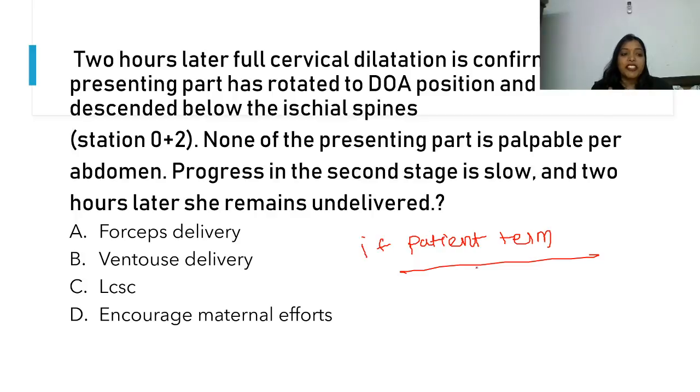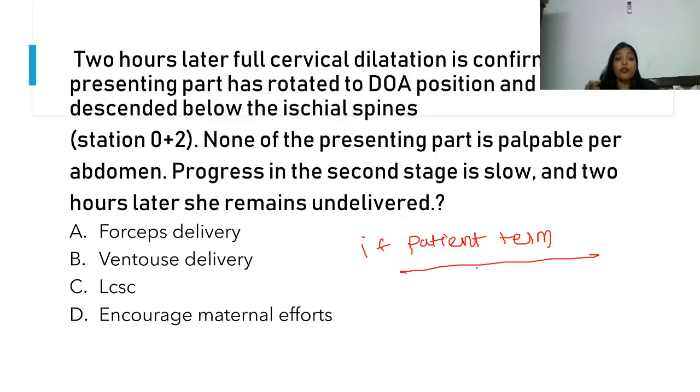Same question, if patient is in term, what will be the answer? If term, what will be best to rotate the fetal head? Actually, here this question we cannot put if patient is in term. If patient is in term, I can use either forceps or ventouse.